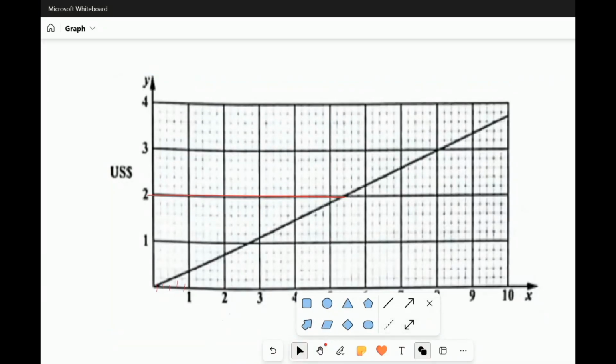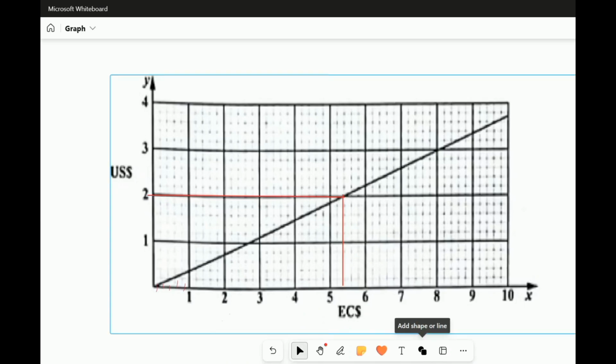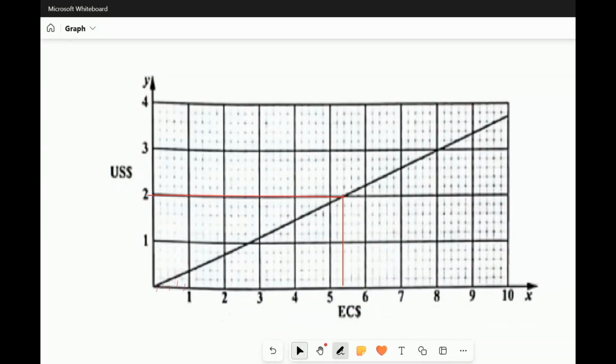And now we're going to go down, like that. Give it a little fix. And there we go. All right, so as you can see, this is right here. Let me use my pencil.